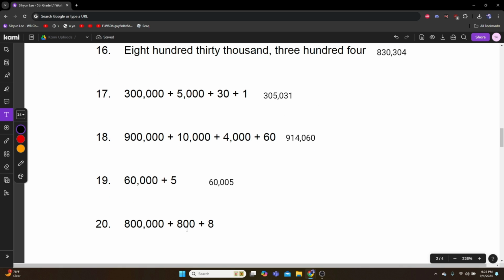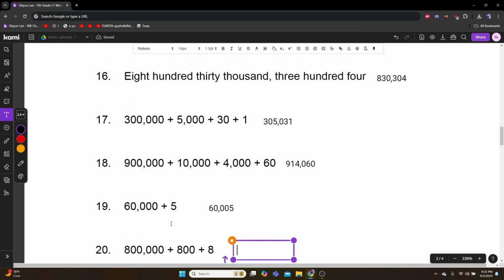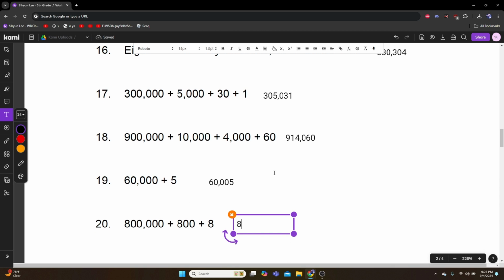And then 800,000 plus 800 plus 8. This would just become 800,000. Add the 800. We know that there's a 0, nothing in the tens. And then add the 8.